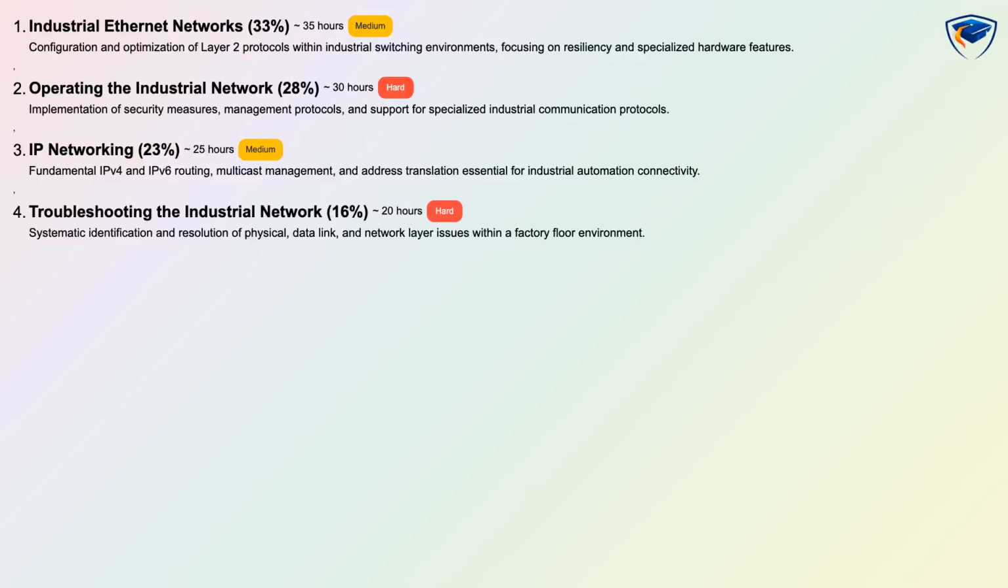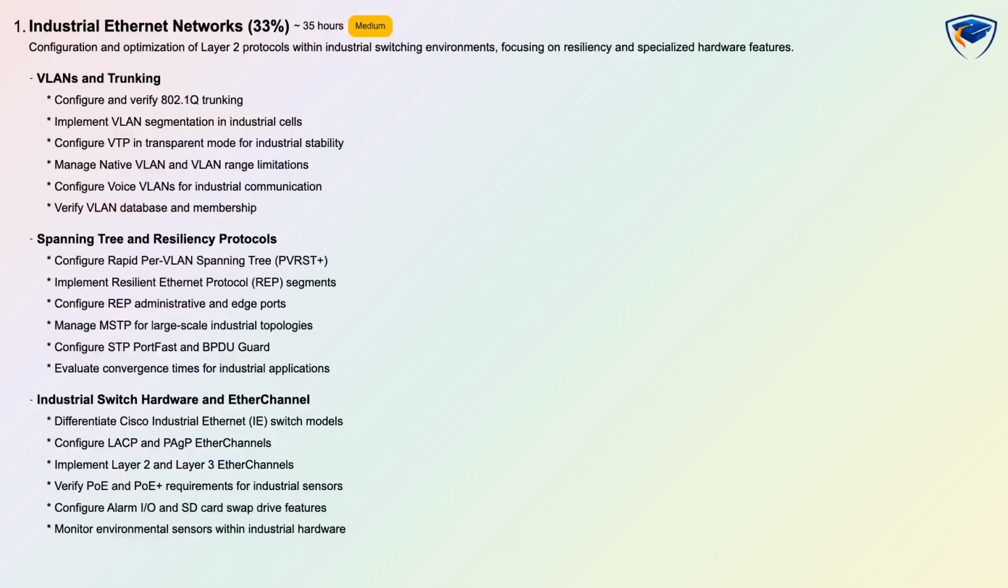Industrial Ethernet networks carries 33% of the exam and focuses on configuration and optimization of Layer 2 protocols in industrial switching environments. This domain is rated medium, expects about 35 hours of study, and uses hands-on plus conceptual assessment, so you should practice real switch configurations.